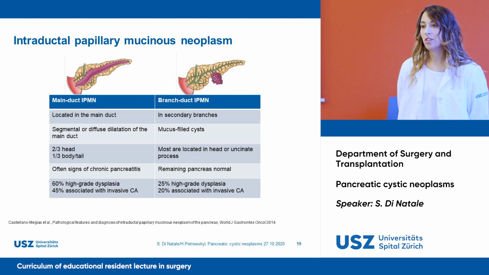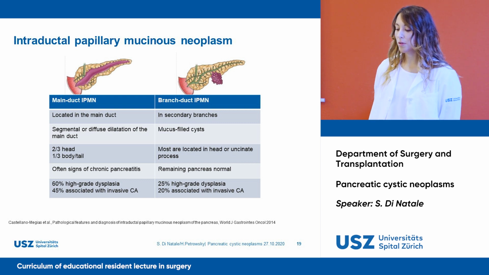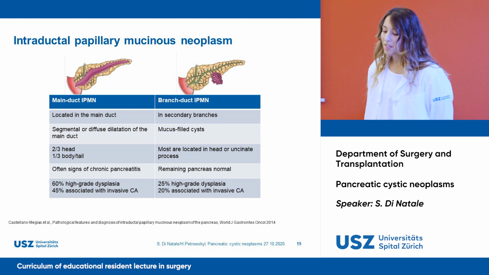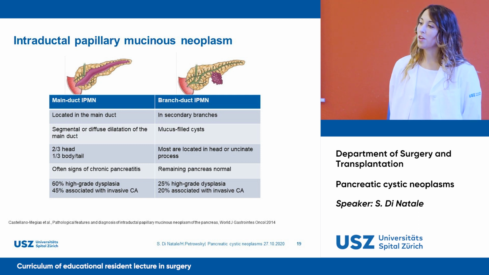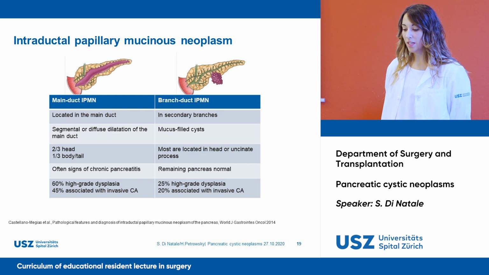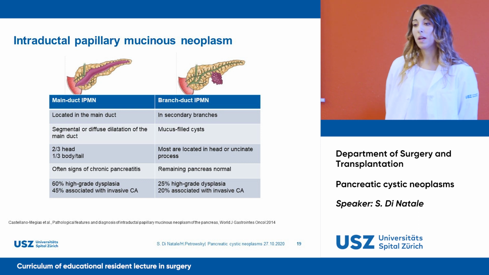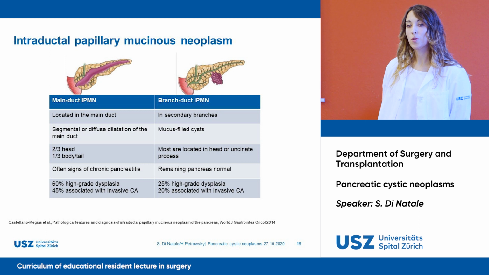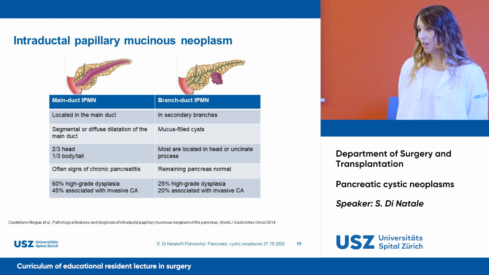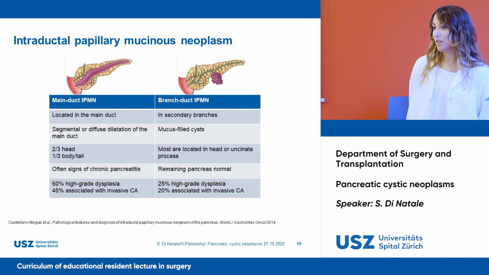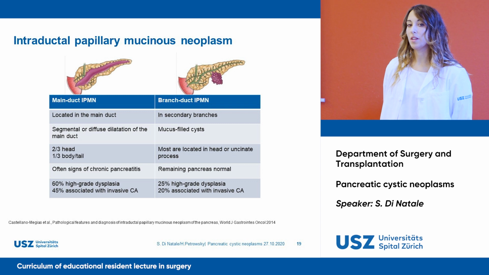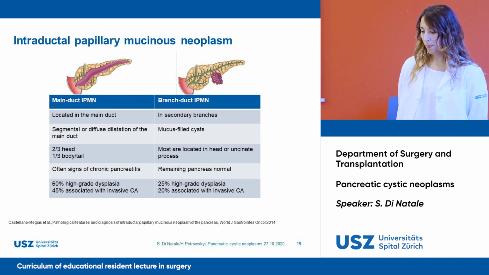As already mentioned, the main duct IPMN is located in the main duct and is characterized by segmental or diffuse dilatation of the main duct. Almost 70% occur in the pancreatic head, and the pancreatic tissue often shows signs of chronic pancreatitis. 60% of the main duct IPMNs are associated with a high-grade dysplasia and 45% with invasive carcinoma.